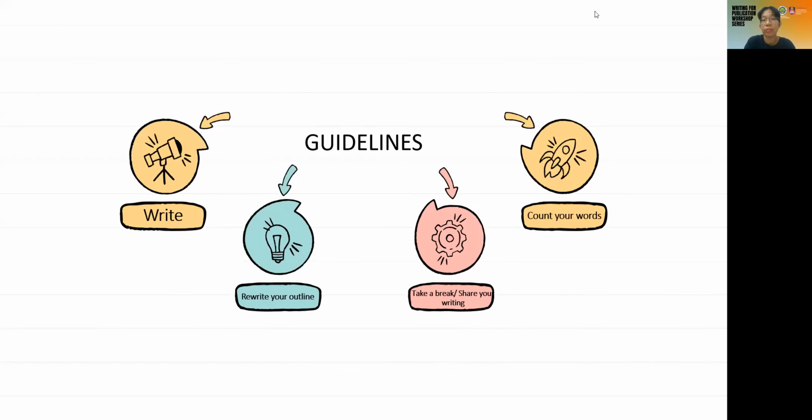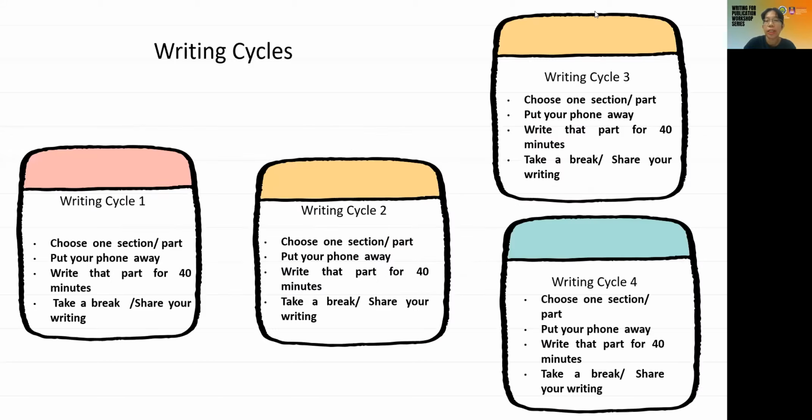And then the guideline would be: look at your outline, write until 40 minutes of writing. And then when we say writing cycle 1 ends, rest for 10 minutes, and then we're going to start with writing cycle 2. Right. And then lastly, we're going to count your words. So writing cycle 1, for example, choose one section. Or sometimes some of my students don't want one section, they want to do 2 sections. Yeah, you can do that.